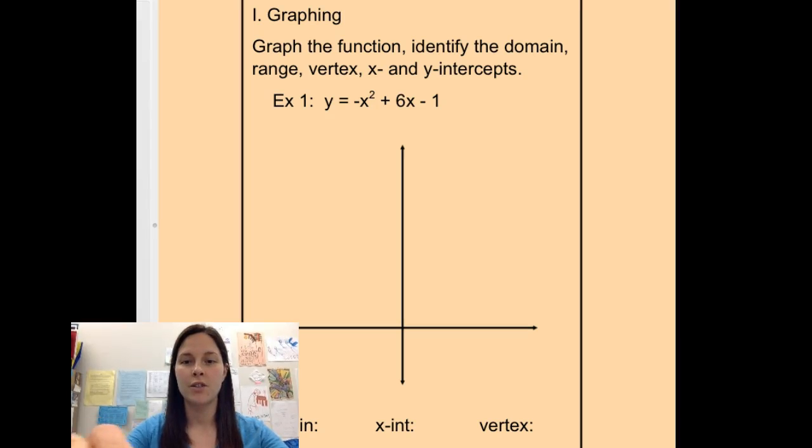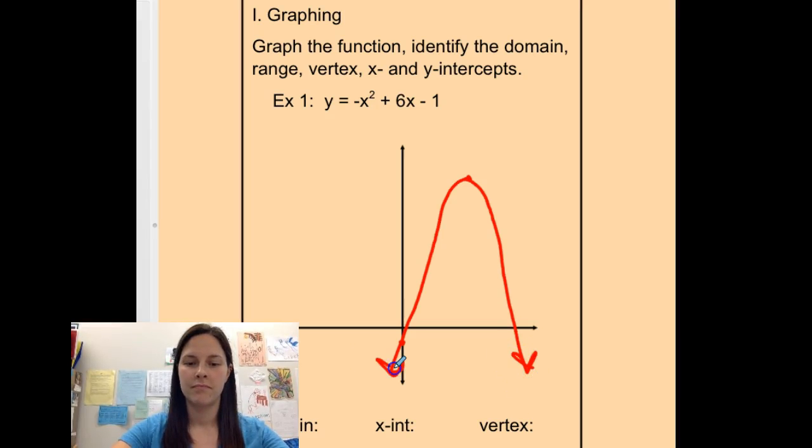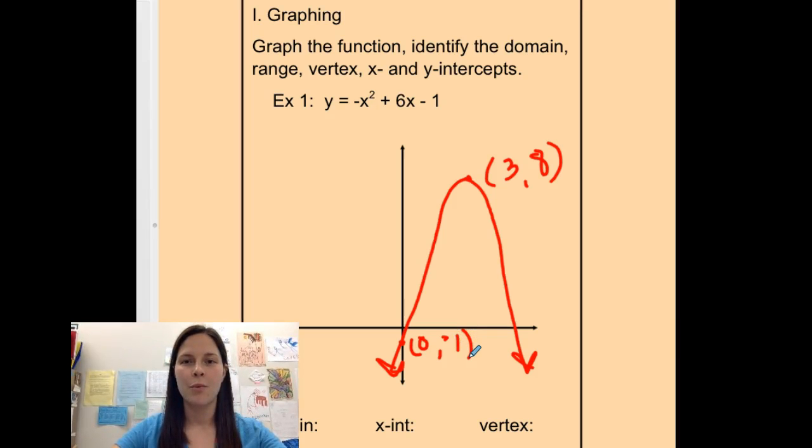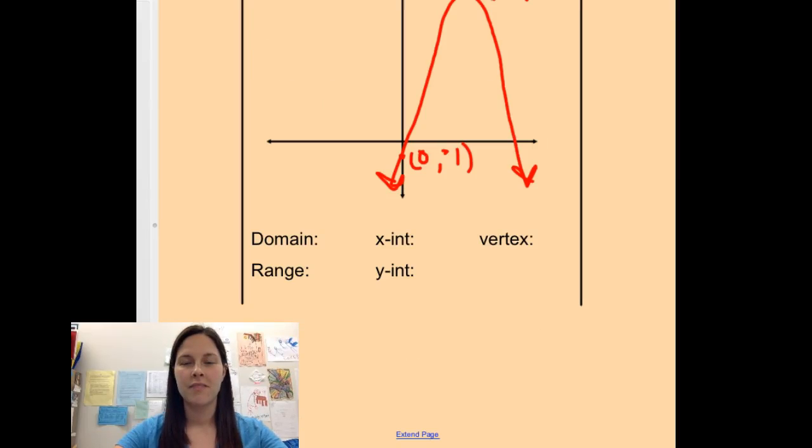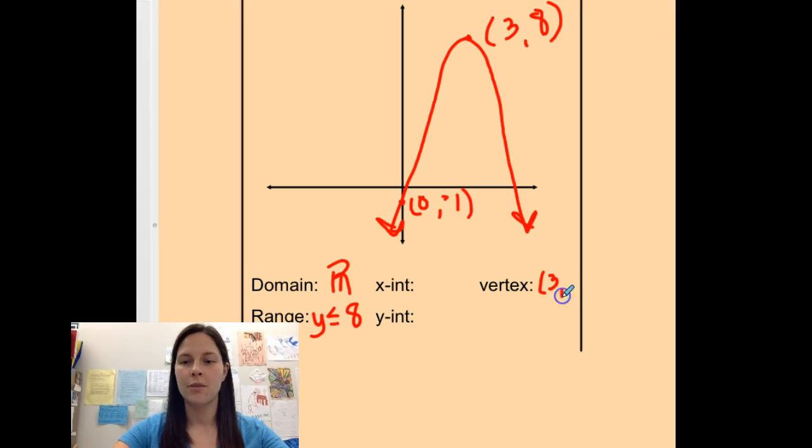The vertex for this function was at 3, 8, and the y-intercept was at 0, -1. Those two x-intercepts were not very pretty. So we will just write them once at the bottom where we get all of the information organized. First of all, the domain for all quadratic functions always is all real numbers. Our graph opens down, so our range is y is less than or equal to the y coordinate of the vertex. Our vertex was at 3, 8.